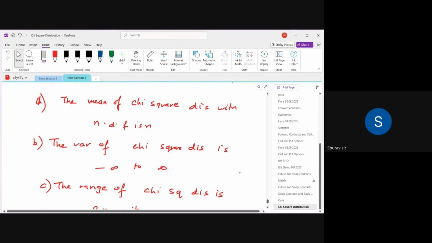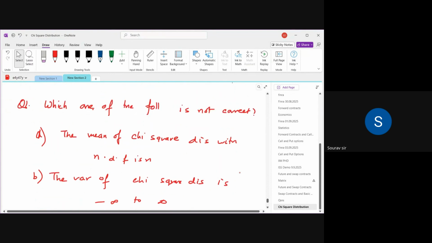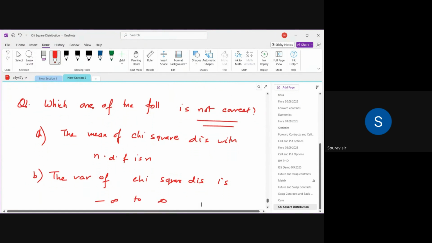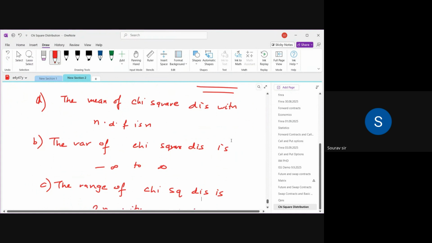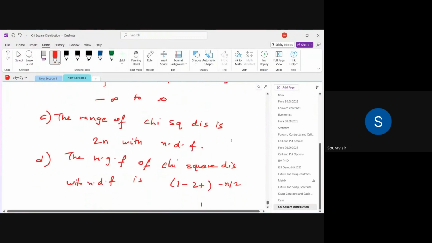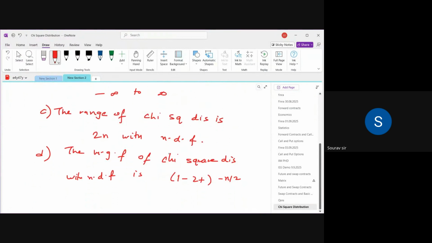Okay. So here, if you see all the statements, I'm telling you which one is not correct, I told you. I have given you the definitions. So here, all the statements except C are correct. It's the MGF. I mentioned it in today's class. Just revise that. We will show you the notes of chi-square with n degrees of freedom. It's 1 minus 2t to the power minus n/2. So C is your correct option.